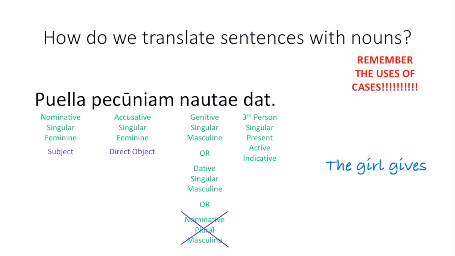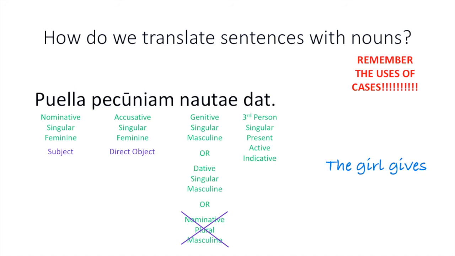Then we have our subject, we have our verb, then in English we want our direct object. The direct object comes from the accusative case. That is our most common use of the accusative. The other common case is the object of a preposition, but we don't have a preposition in this sentence, so we know pecuniam needs to be the direct object. So, what does the girl give? The girl gives the money.